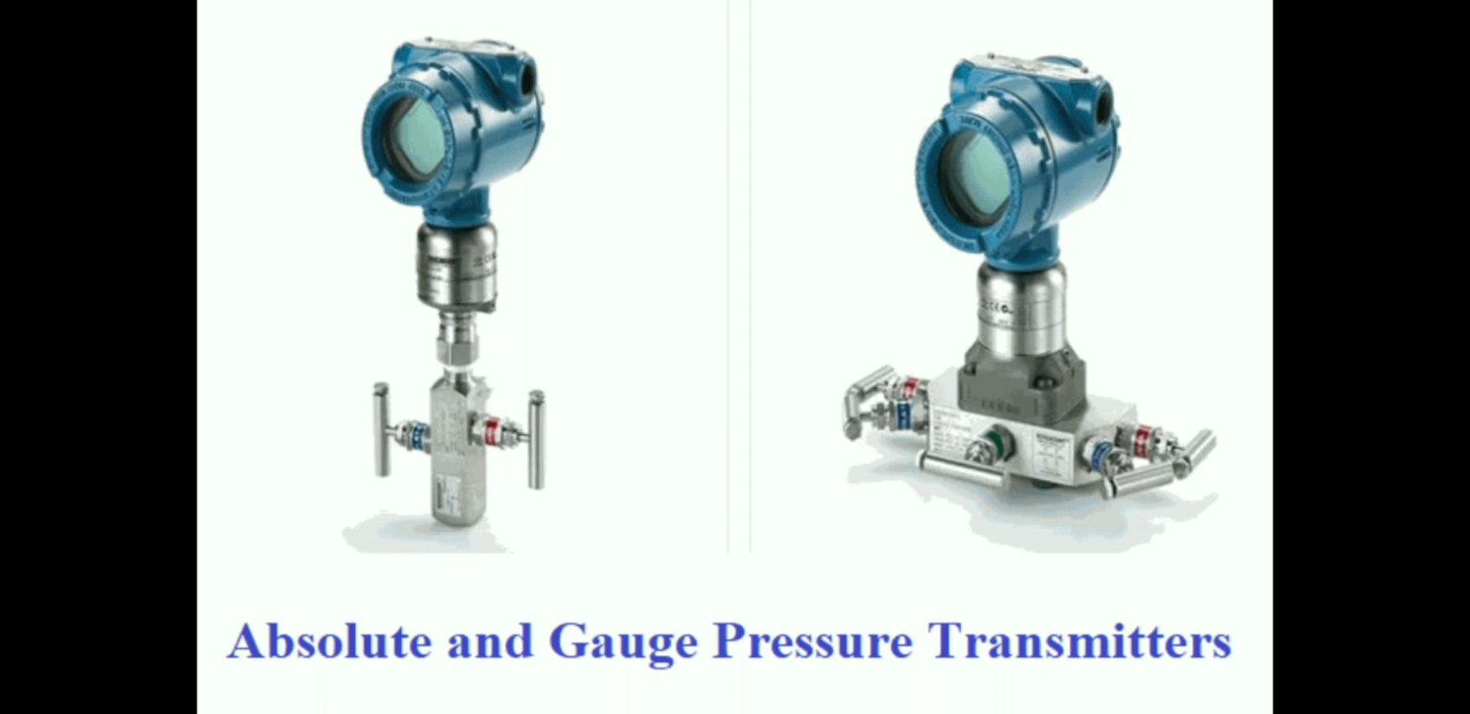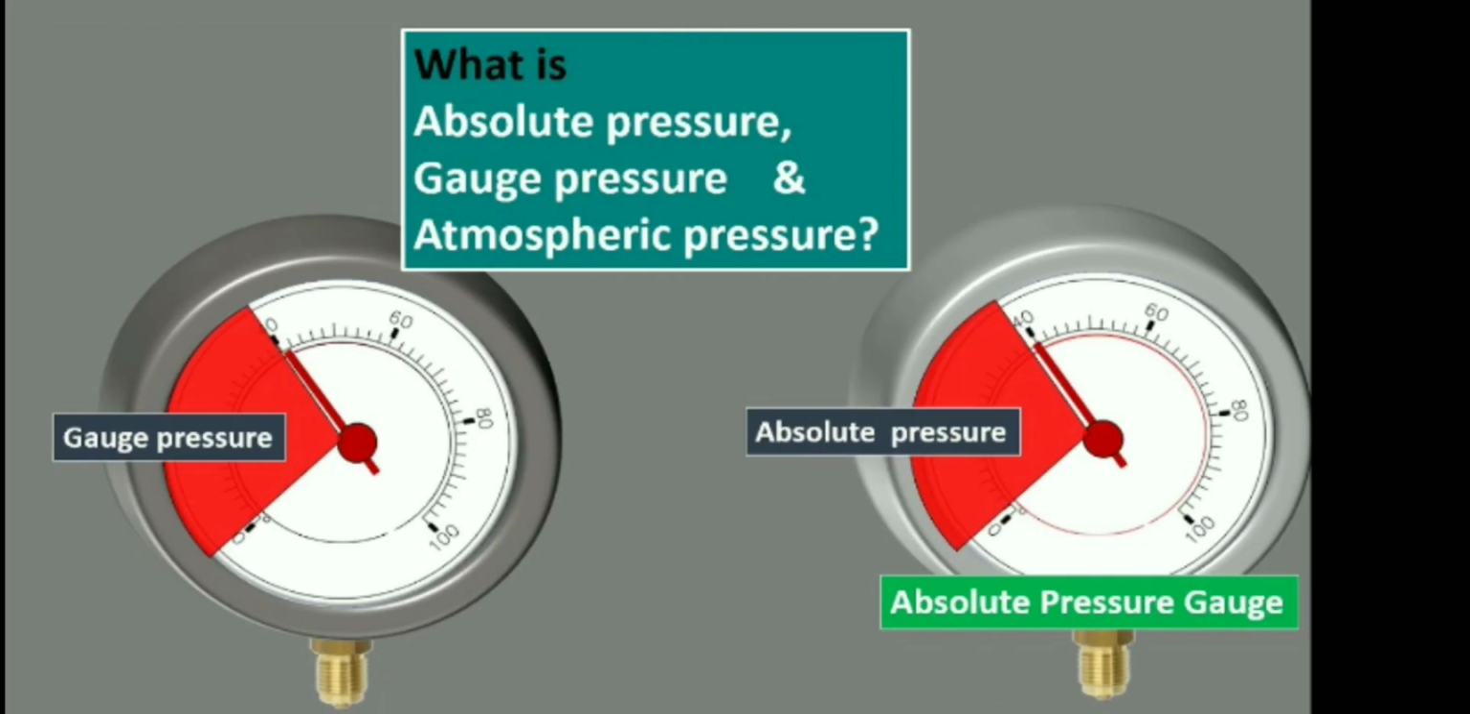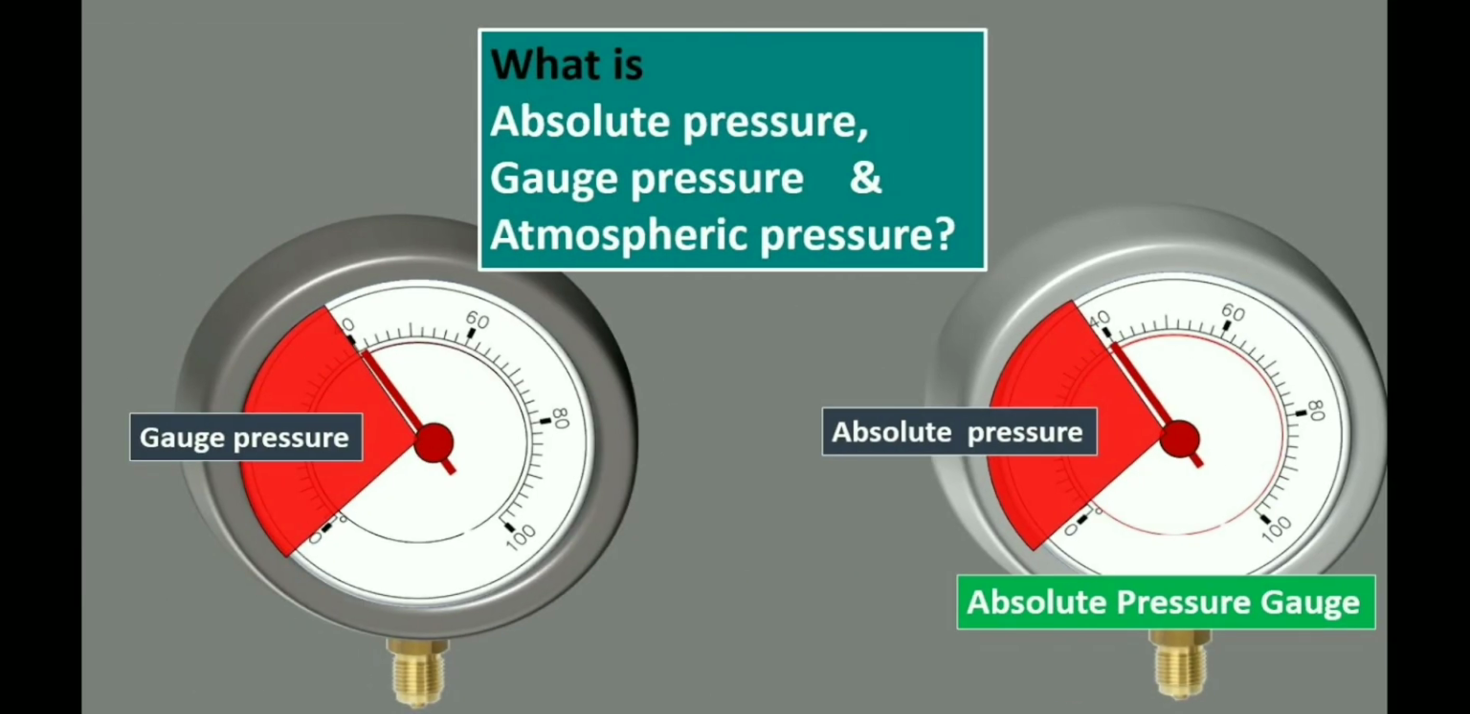Let us look at the application of absolute and gauge pressure transmitters. Absolute pressure transmitters are used in applications where absolute pressure is crucial, such as vacuum systems, altimeters and certain scientific processes. Gauge pressure transmitters are commonly used in industrial processes where pressure variations above or below atmospheric pressure are relevant, such as monitoring pressure in a pipeline, tank or vessel.